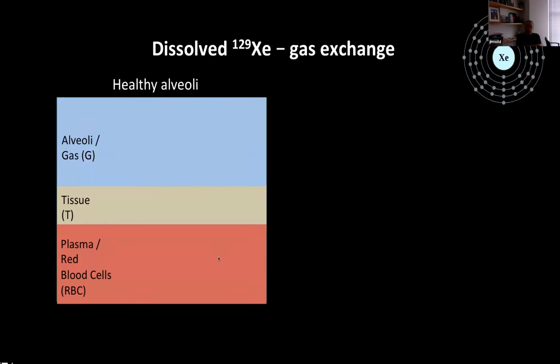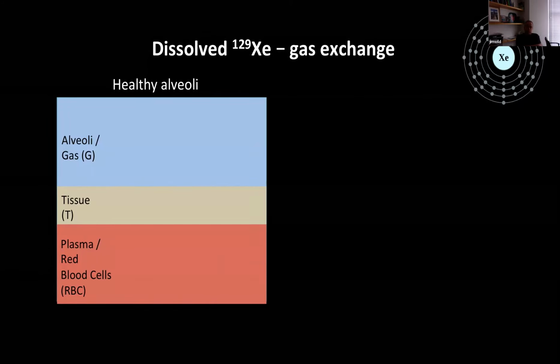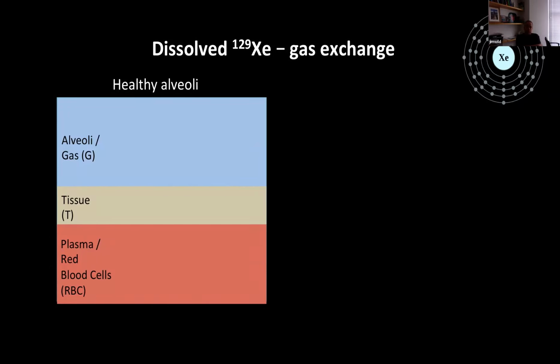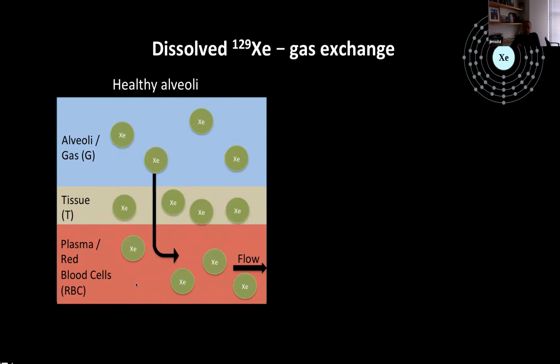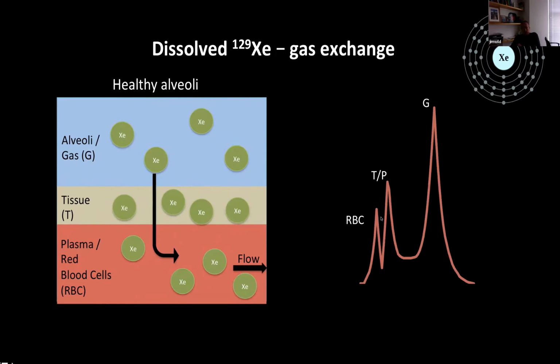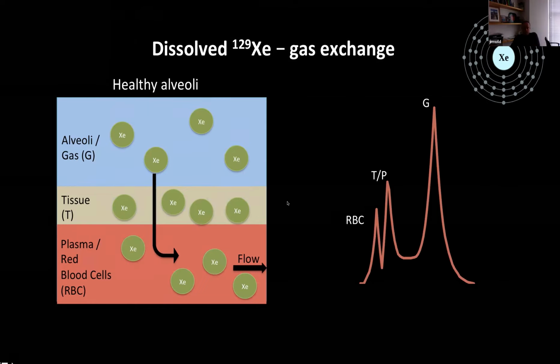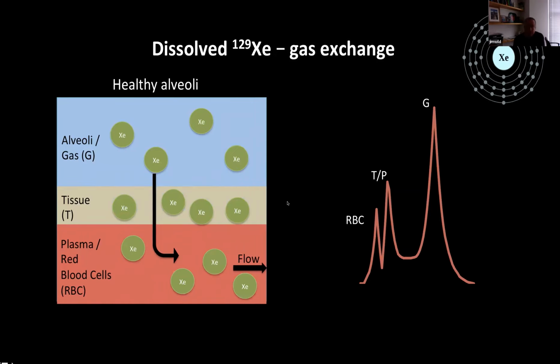So here we've got a cartoon of a healthy alveolus: a large, well-ventilated alveolar airspace, a thin tissue membrane, and then a well-perfused red blood cell supply. And what we see in a dissolved xenon spectrum is a large gas peak, a tissue peak or membrane peak, and a red blood cell peak, which are equivalent in size.